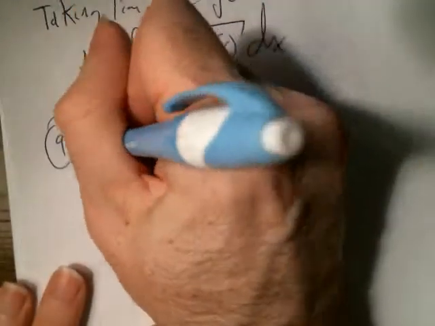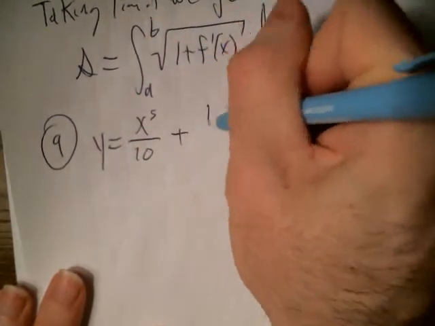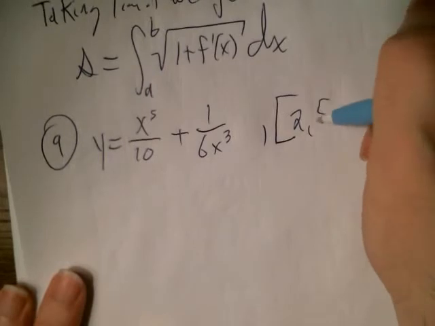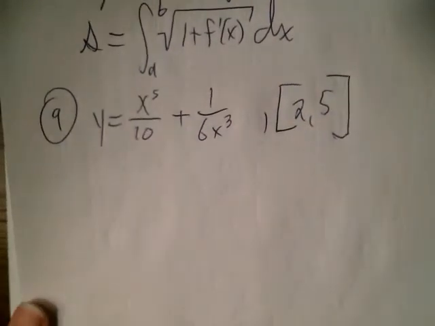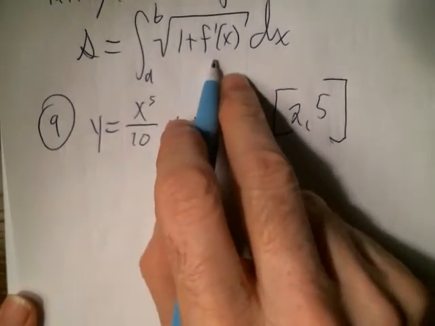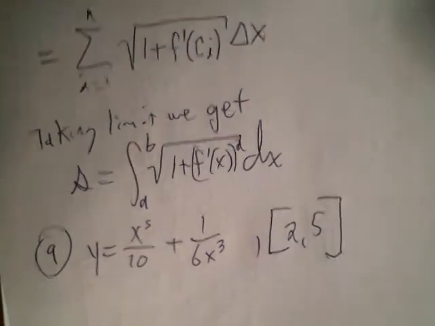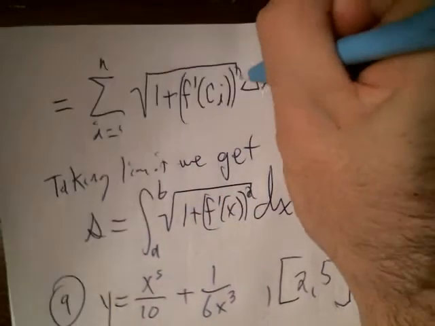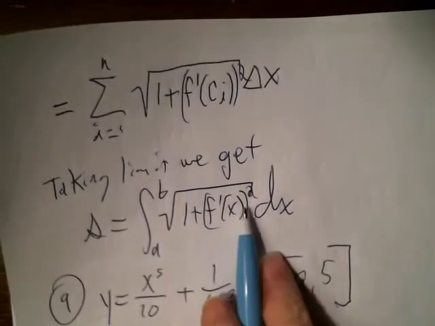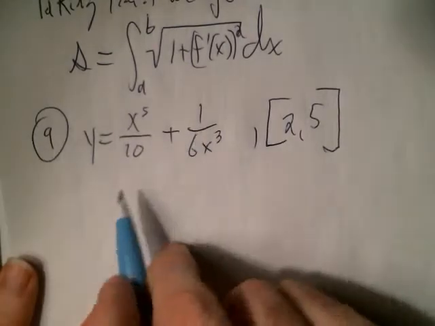So number 9, we have y equals x to the 5th over 10 plus 1 over 6x cubed, and we're on the interval from 2 to 5. Okay, so I need some information. I need f prime. Whoops, and this should be squared. I totally apologize, that was a major mess up on my part. Should be squared. So I need the derivative of this, and I need to square it.